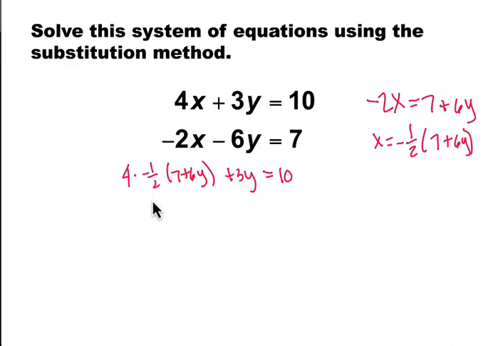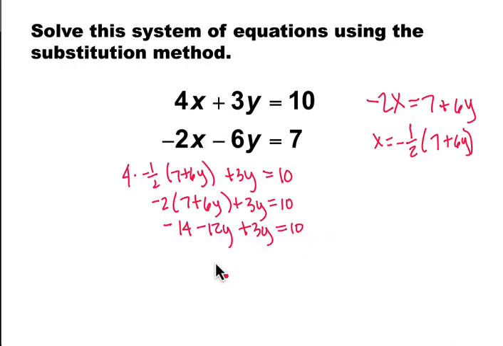4 times negative 1/2 simplifies to negative 2 times the expression 7 plus 6y plus 3y equals 10. Distributing the negative 2, we get negative 14 minus 12y plus 3y equals 10. Combining the y terms, we get negative 9y minus 14 equals 10. Adding 14 to both sides of the equation, we get negative 9y equals 24.